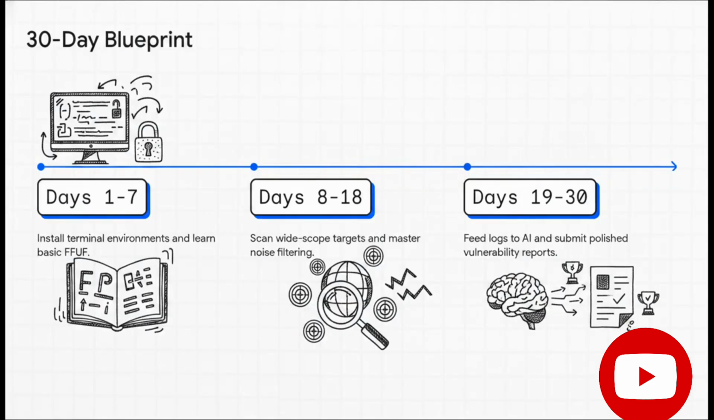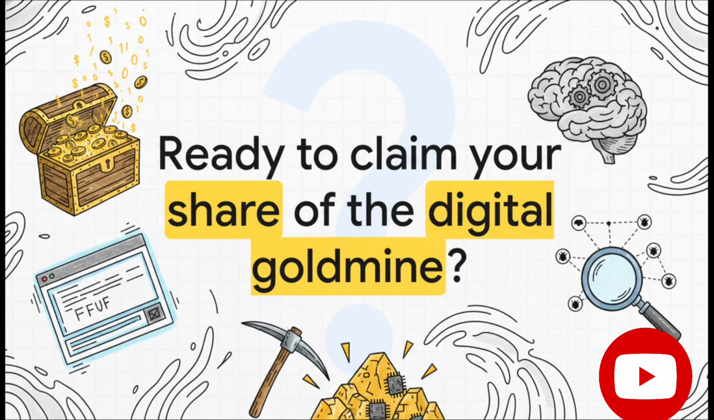All right, here's your exact 30-day blueprint. Days 1 through 7, install your environment, learn the basics of FFUF, and grab those SecLists wordlists. Days 8 through 18, dedicate yourself to scanning 5 wide-scope targets daily and really master those noise-filtering flags we talked about. Finally, days 19 through 30, feed your anomalous logs directly to your AI and aim to submit 3 polished vulnerability reports per week. By dedicating just 60 to 90 minutes an evening to this timeline, you create a professional, automated daily habit. Which brings us to our final thought.